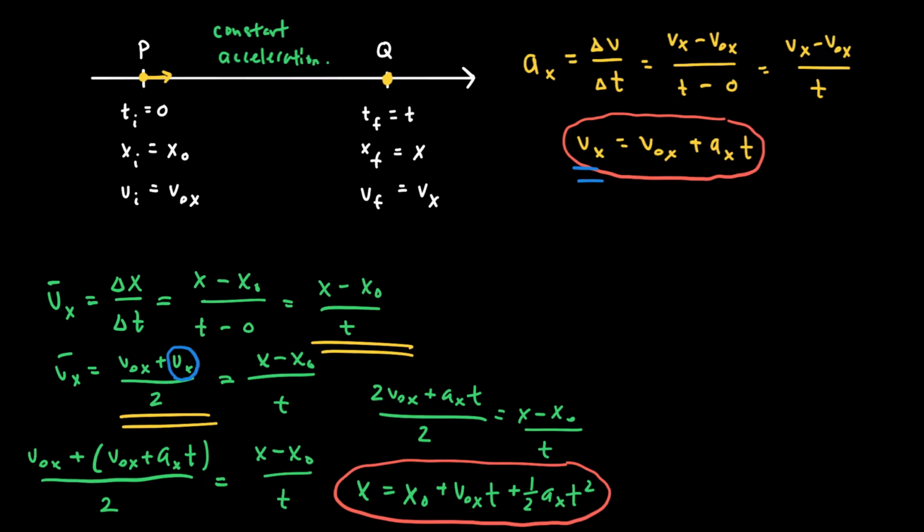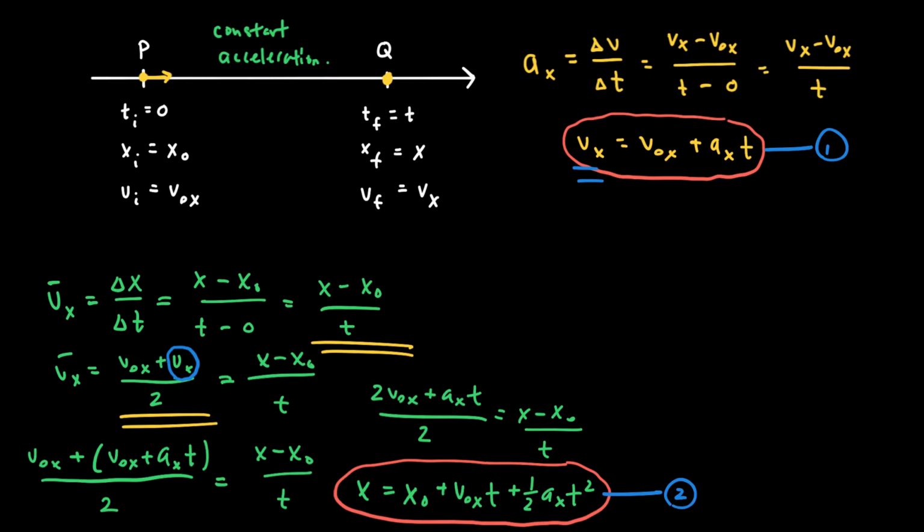The last equation I'd like to derive is just as important as the first two, but it does take a little bit more math in order to arrive at that third equation. And so what I'd like to do is clear the screen. But let's call this first equation that we found equation number 1, and we'll call this second equation that we found equation number 2. And the third equation that we are going to find is an equation that does not have time in it.